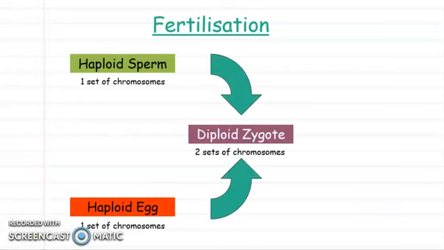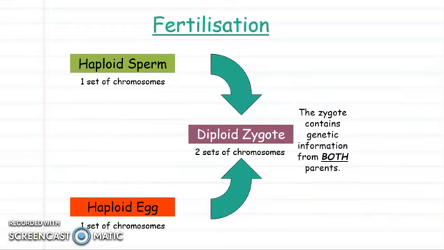So to summarize fertilization in animals and plants, the haploid sperm and the haploid egg, each containing a single set of chromosomes, come together at fertilization to form a diploid zygote. The zygote contains genetic information from both parents, and this then develops further to become an embryo.